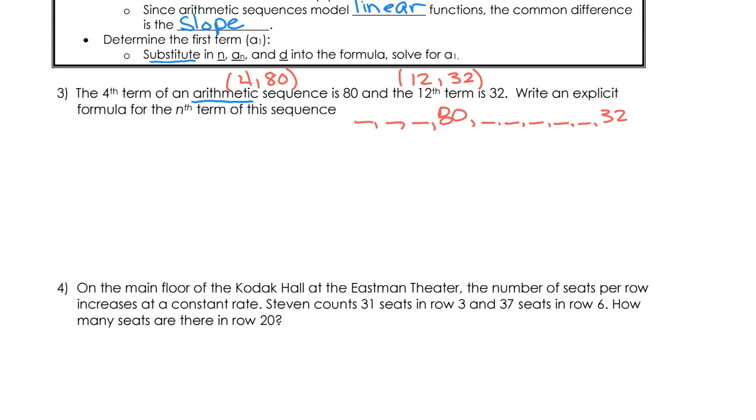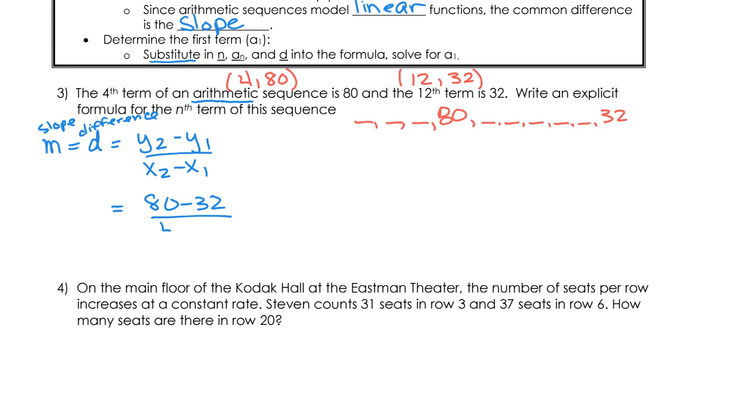So because this is arithmetic, we have to remember that our slope, which we usually call m, is kind of like our difference. And we're going to use the same formula, y2 minus y1 over x2 minus x1. So this is our slope, but we have to realize that it's also going to be our difference. I'm going to put the 80 in first, minus the 32. Because I used 80 first, I have to use 4 first on the bottom, minus the 12.